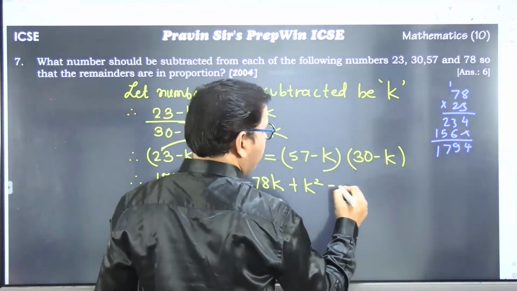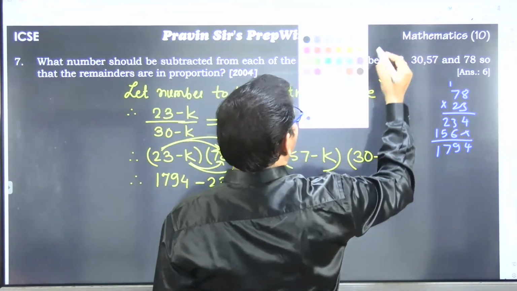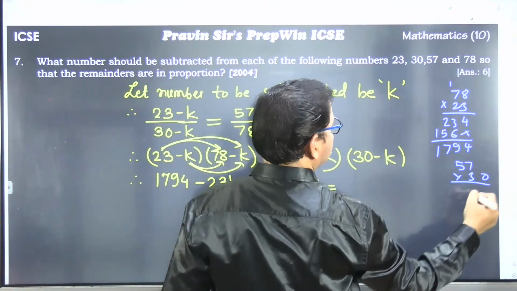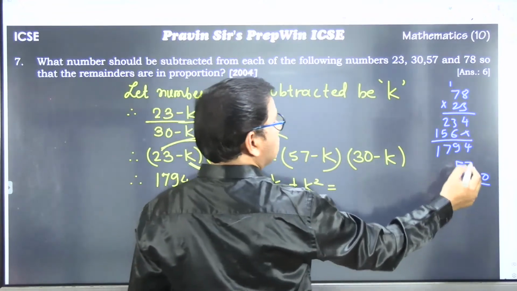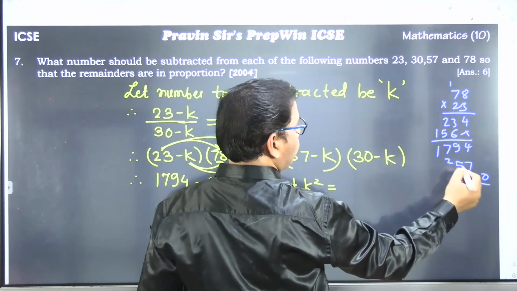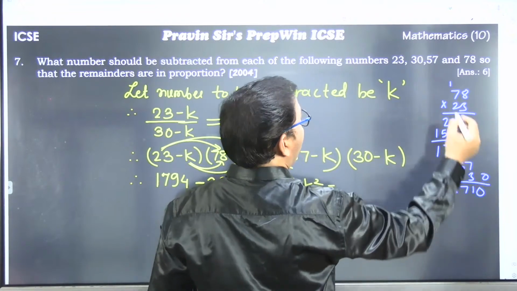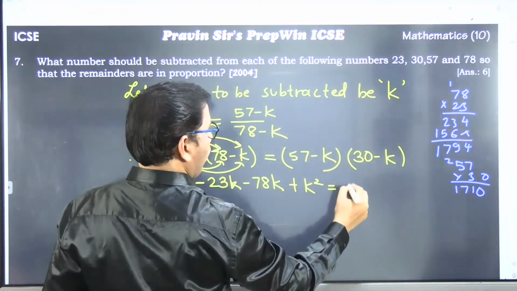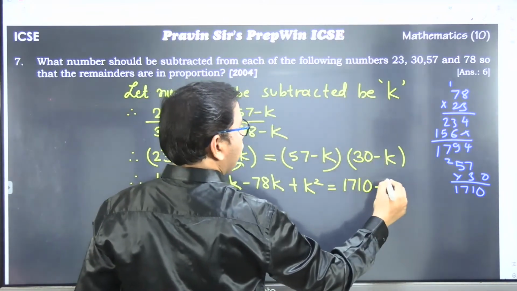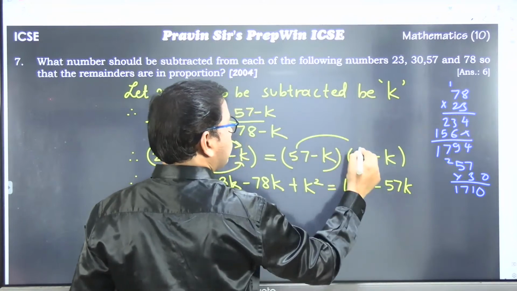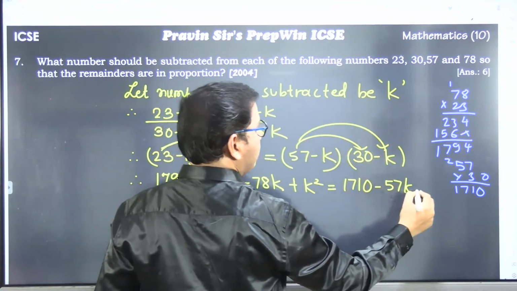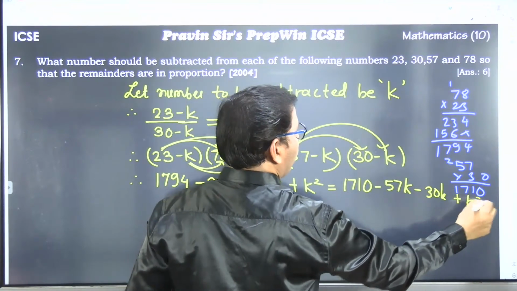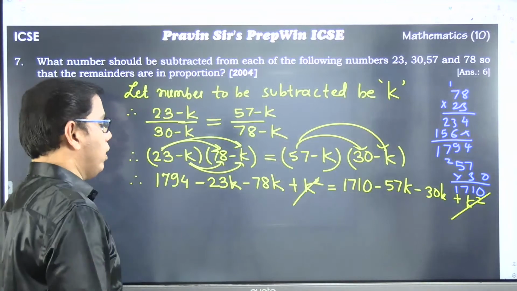Same thing here, 57 into 30, how much is 57 into 30? 57 into 3 करते, zero को बाद में carry forward करेंगे. 7 into 3 is 21, 2 carry, 15, 17. 1710. Isn't it 1710? 1710 minus 57k. हाँ, पहले इसको multiply किया, now this. Now minus k into 30 is minus 30k plus k square. Look here, k square and k square got cancelled.